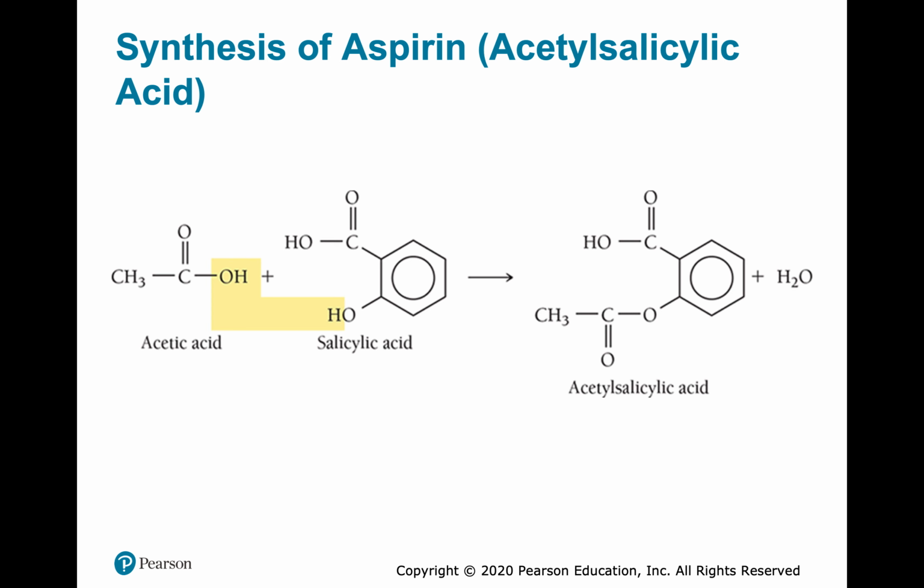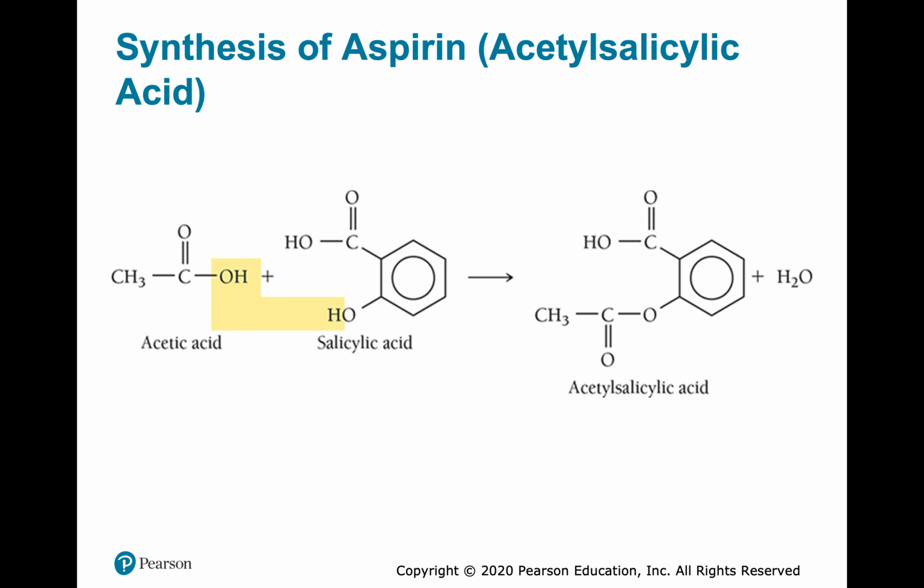So Bayer figured out if you add acetic acid to it to form acetylsalicylic acid, then that can give you the benefits of salicylic acid without the toughness on your stomach. So that's how you make aspirin. If you're wondering, salicylic acid you get from trees, tree bark, and acetic acid from vinegar.